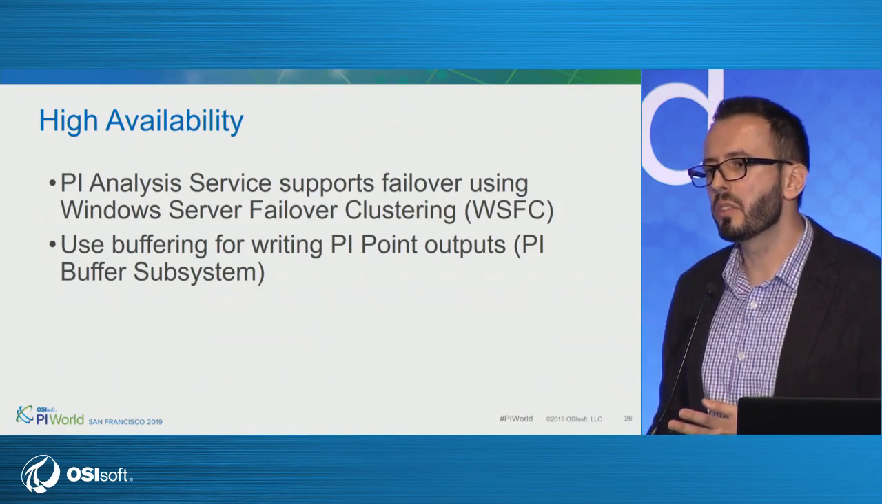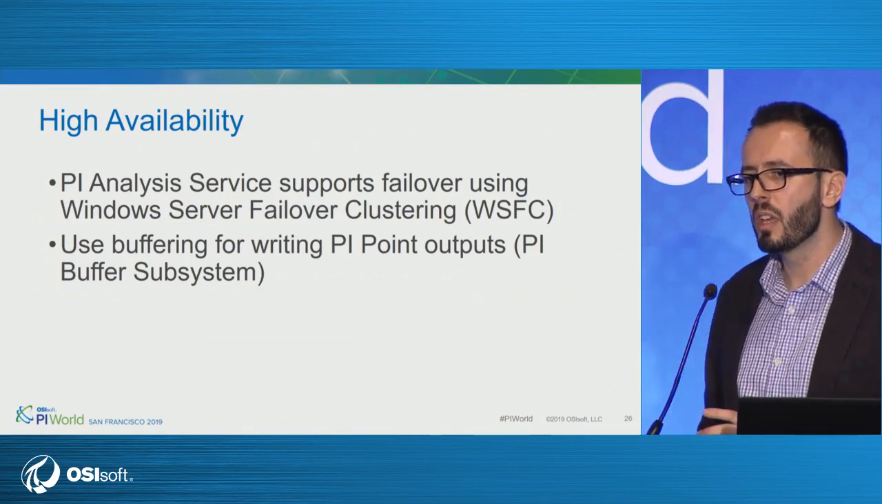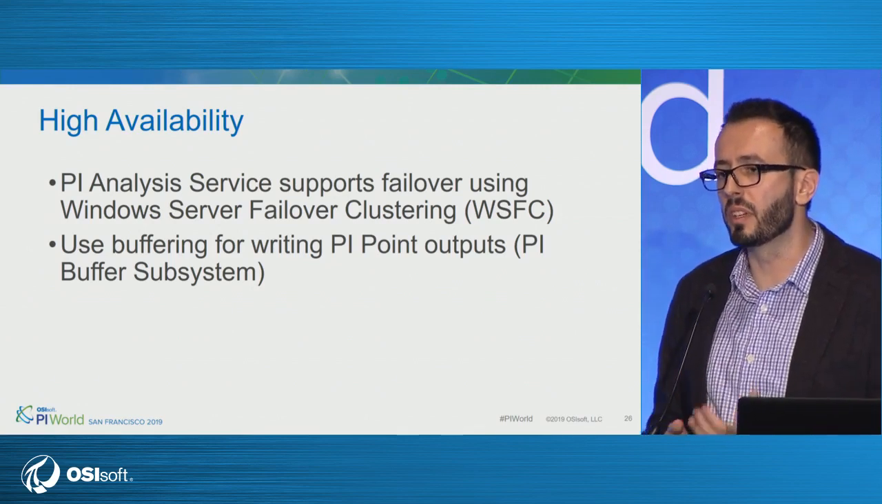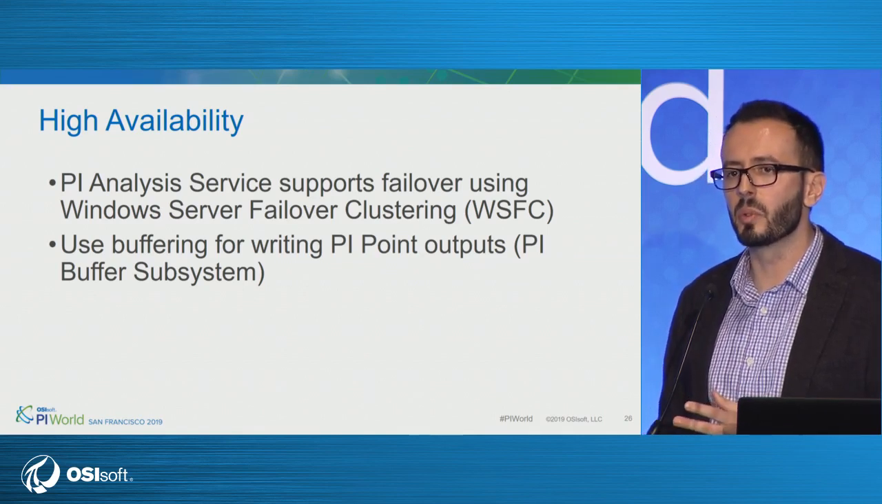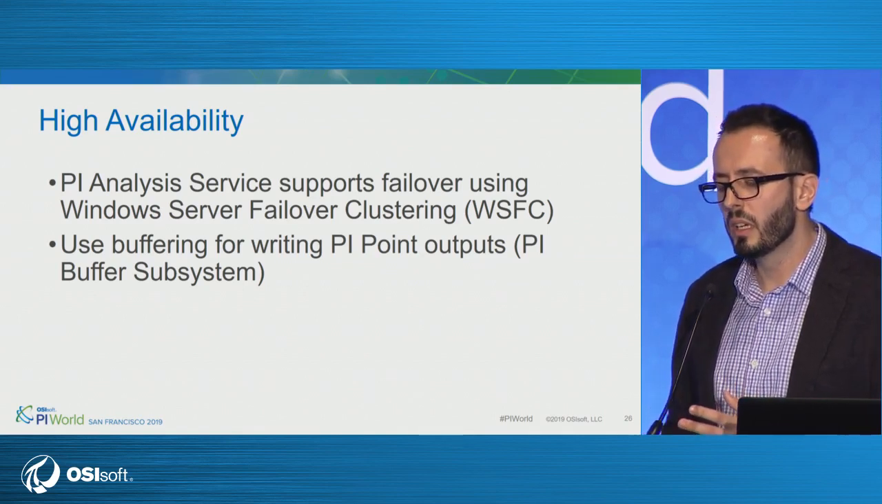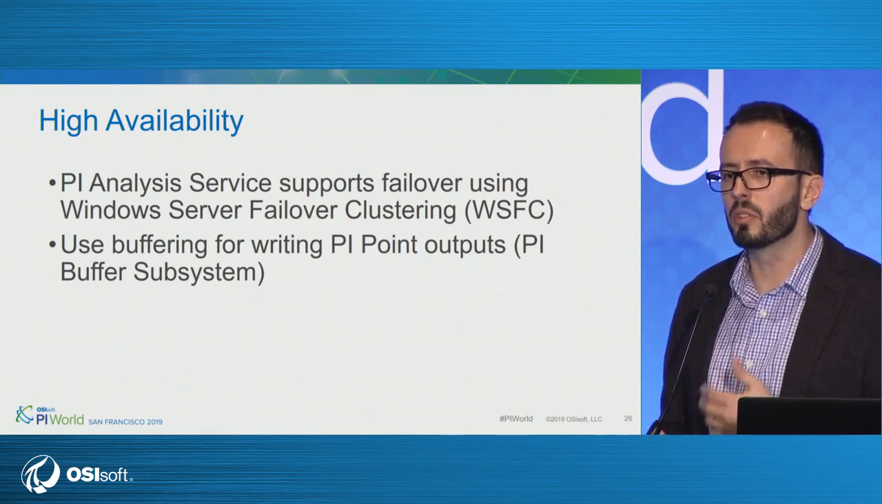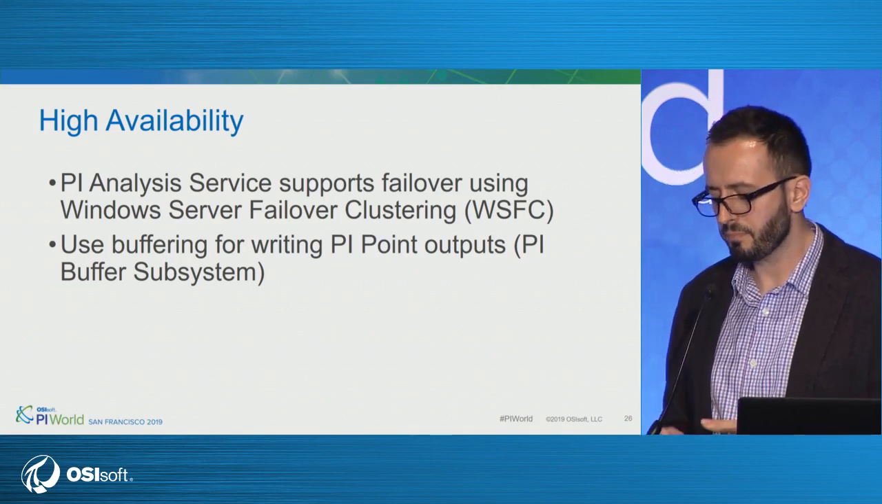For enterprise-wide systems that really do mission-critical operations, we recommend that you have HA, or high availability, set up for our product. This comes out of the box using Windows Server failover clustering. And in addition to that, you want to enable pipe buffering, so you don't lose any data if, for some reason, one of the nodes goes down.